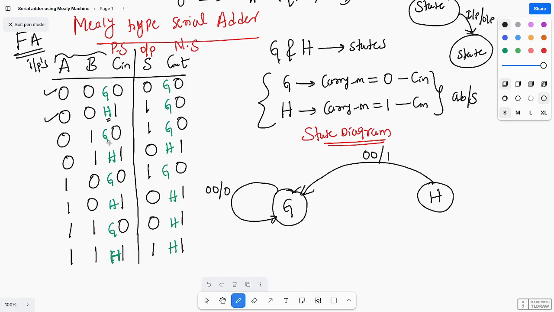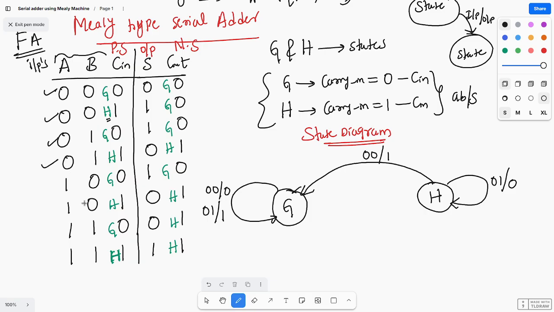Next, you are at G, and the next state is the same state. The input is 0,1, and the output is 1. Next, you are at state H. It will be in the same state only. The input is 0,1, and the output is 0.